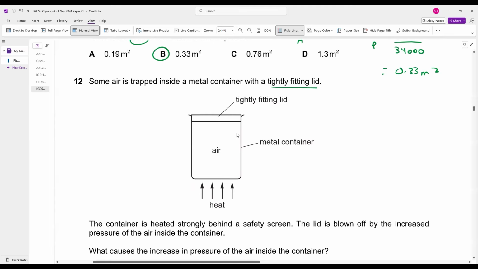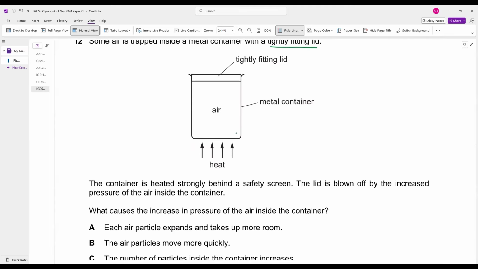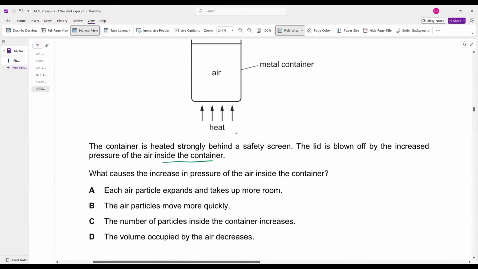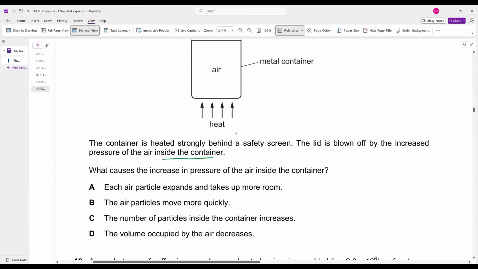ठीक है, ये एयर को हमने ट्रैप कर दिया है with tightly fit lid. The container is heated strongly behind a safety screen. The lid is blown off by the increased pressure of the air inside the container. ठीक है. What causes the increase in pressure? बेटा pressure increase क्यों होता है? Because as you are heating the air, the temperature of the air increases. The temperature of the air is directly proportional to kinetic energy. As temperature increases, kinetic energy increases. The air particles move more quickly.